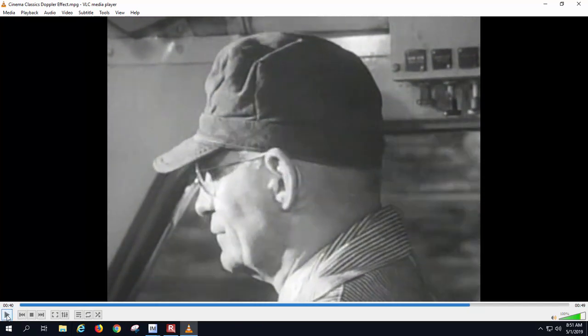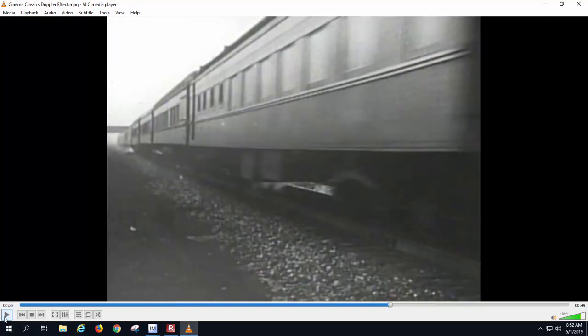This one's pretty obvious. This is a moving observer. The microphone and camera is in the train. It is going by the audible stop arms. You can hear this one really well.